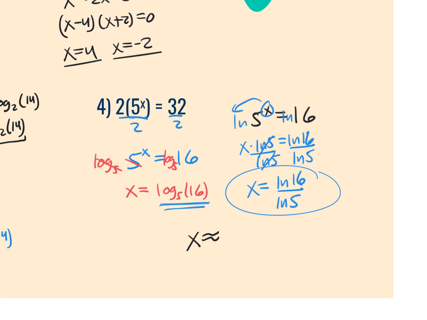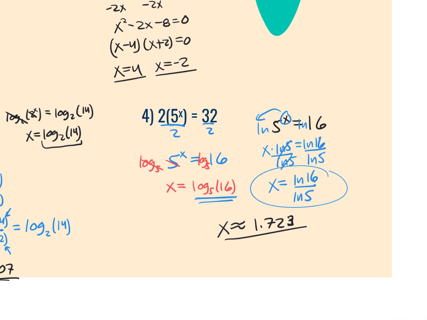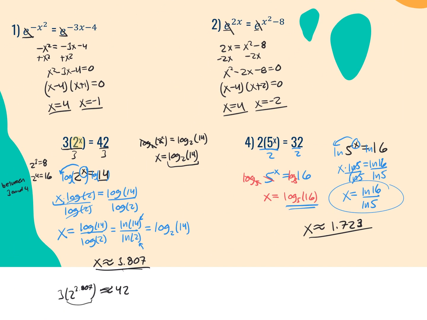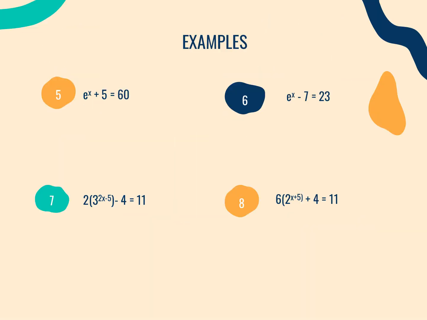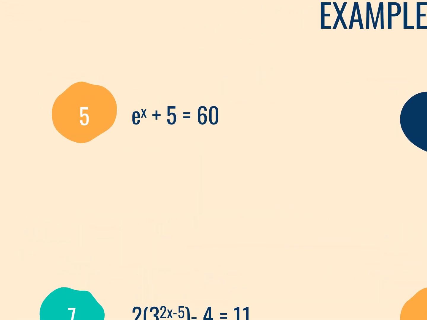So I'm going to say that to 3 decimal places. This is about 1.723, all right? And then, of course, you can just plug this back in and check your answer, right? But yeah, that's the gist of these kinds of problems. All right, so let's try the same thing over here.